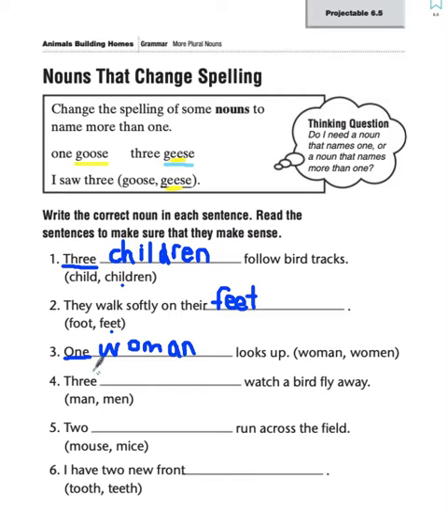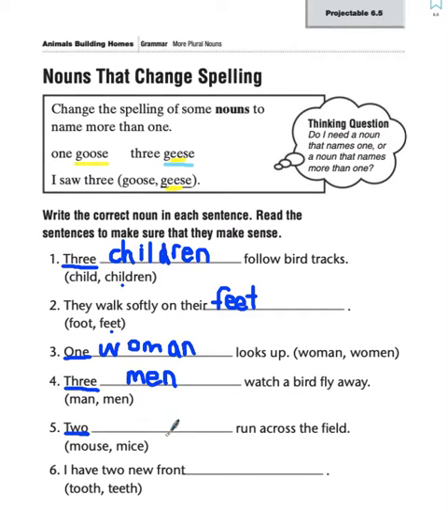All right, sentence number 4. 3 blank watch a bird fly away. Well, I see the word 3, so that tells me it's going to be more than one. I have man and men. 3 man watch a bird fly away. That doesn't sound right. 3 men watch a bird fly away. So here we go. Put the word men on the line in the sentence. 3 men watch a bird fly away. Sounds good.